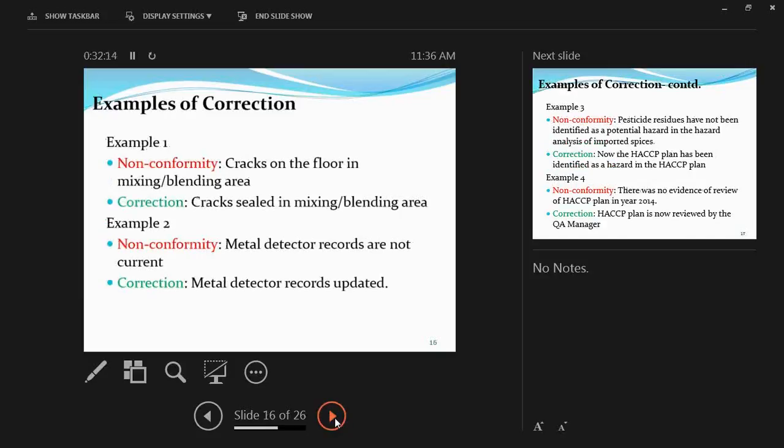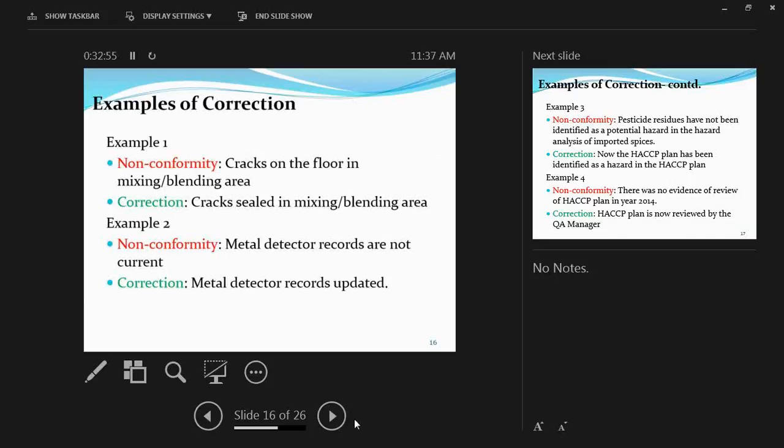These are some examples. The nonconformity is cracks on the floor in the mixing and blending area, say for instance in a dairy plant. So what is the correction? The identified cracks have been sealed in those areas. Another example: metal detector records are not current. Somebody took correction, and what is the correction? Just updated the records. So these are two examples of correction.